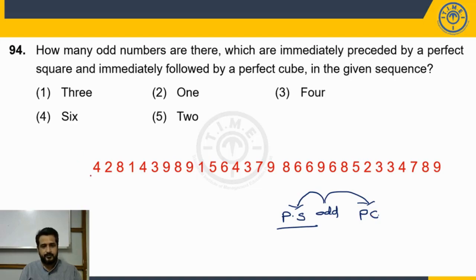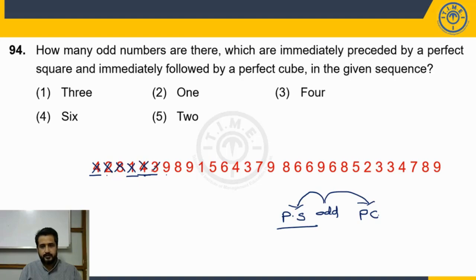Okay, perfect square, okay. Odd number, no. So not this. Is it a perfect square? No. Perfect square? No. Perfect square? Yes. Followed by an odd number? No. So not the one. Perfect square? Yes. Followed by an odd number? Yes. Is it a cube? No. So it is not 4.